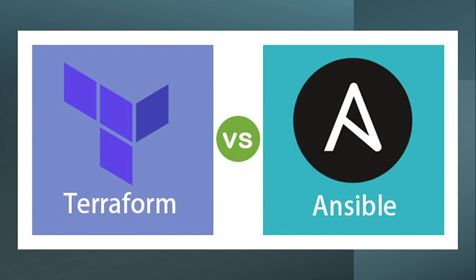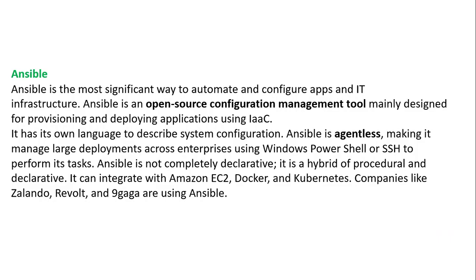So let's get started. So Ansible is the most significant way to automate and configure apps and IT infrastructure. Ansible is an open source configuration management tool mainly designed for provisioning and deploying applications using infrastructure as code. It has its own language to describe system configuration. Ansible is agentless, making it manage large deployments across enterprise using Windows PowerShell or SSH to perform its task.